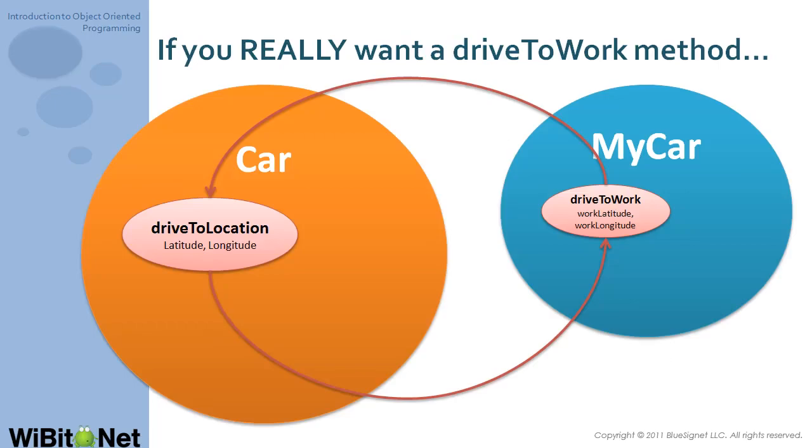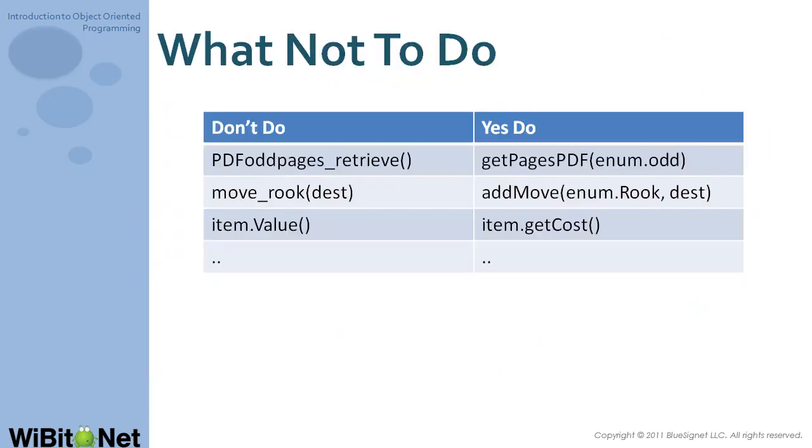So if you really, really want a drive to work method, Brian, what do you do? If you really need it, you can inherit the object and extend it to being my car, a particular car that does this function. It drives to work. But that's not calling it a car abstractly, it's calling it my car. And all of my cars will drive to the same work location. Exactly right. What else should we not do as far as naming our methods, Brian?